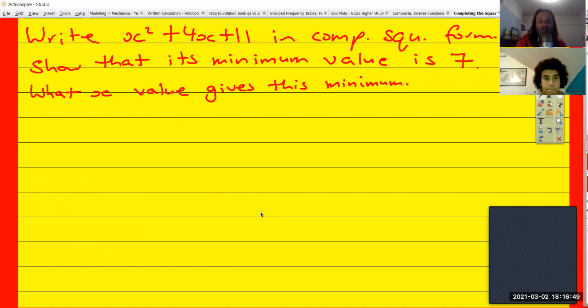Okay. How do we do this one? Write this in complete square form and show that the minimum value is 7. Right. It'll be x plus 2 squared plus 7. So that's going to be plus 7.